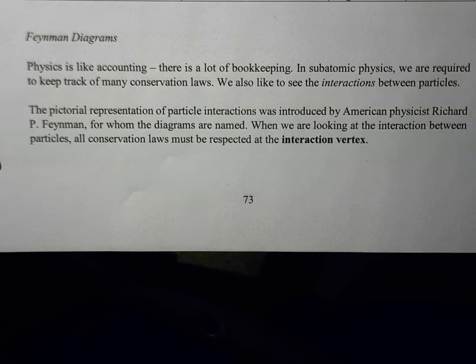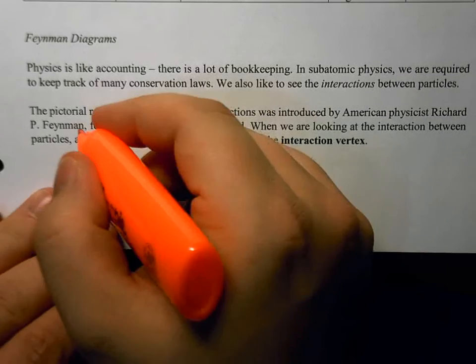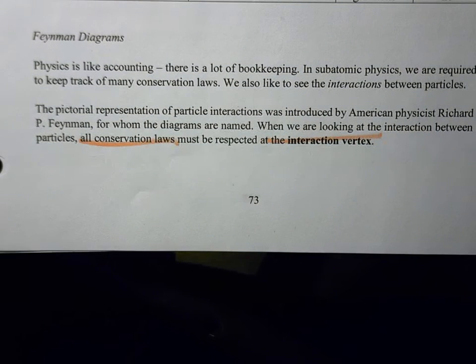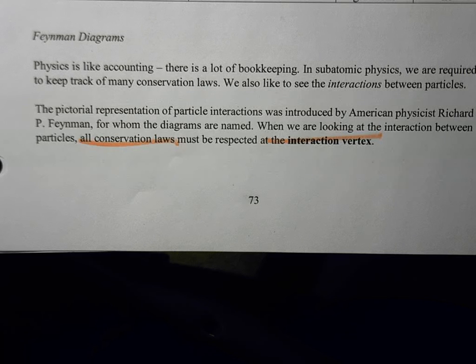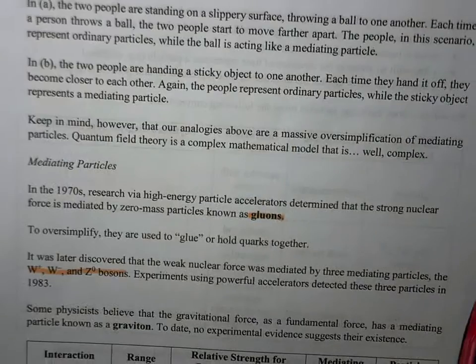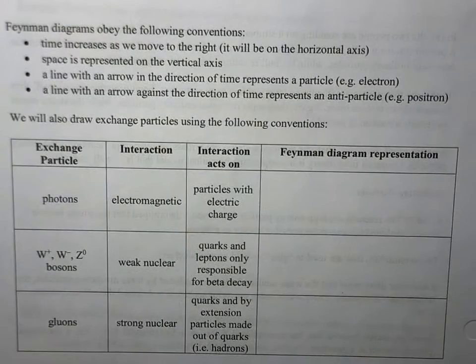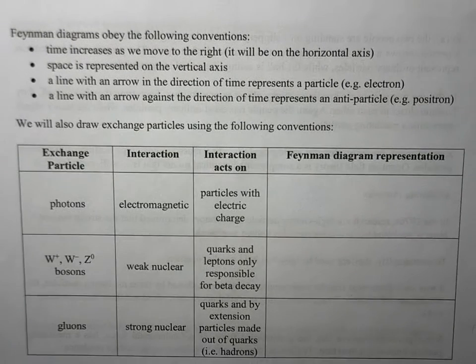So what we're going to be looking at is the interaction between particles. The first thing we want to highlight is that all the conservation laws we've talked about, like charge, baryon number, and such, all have to be respected at this thing called the interaction vertex. The interaction vertex, to really simplify it, is basically where something is happening. We're going to see a few different examples of the interaction vertex, and I'll show you exactly what's going on there.